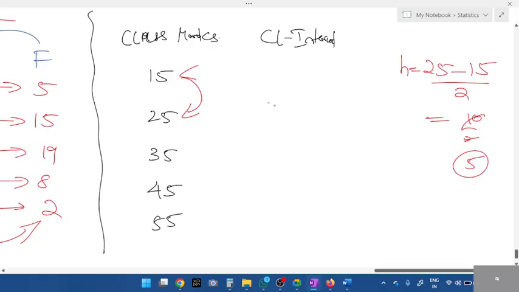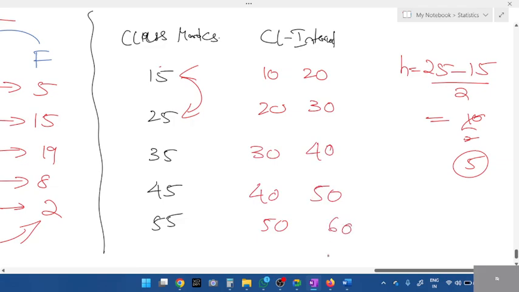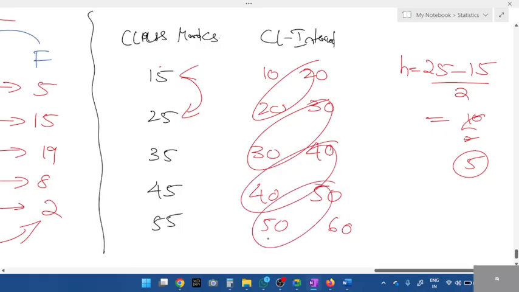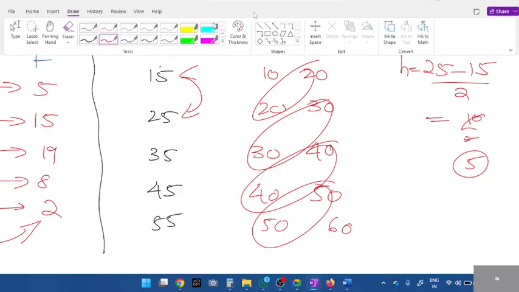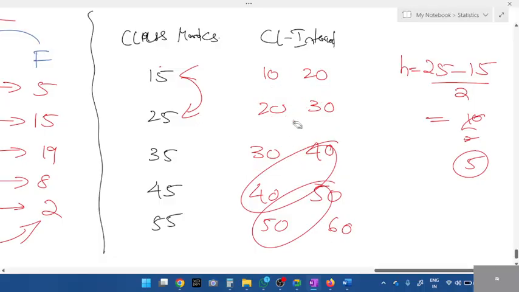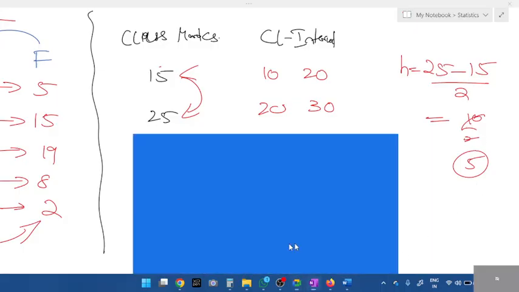Last question, 5. Subtract 5 and add 5 with 15. What do you get? 10 to 20, 20 to 30, 30 to 40, 40 to 50, 50 to 60. Can you see everything is continuous? Right? This is continuous class interval. This is the formula. Make a note or just go through this. Any doubts? Lemula, Cherisha? Is Cherisha online?